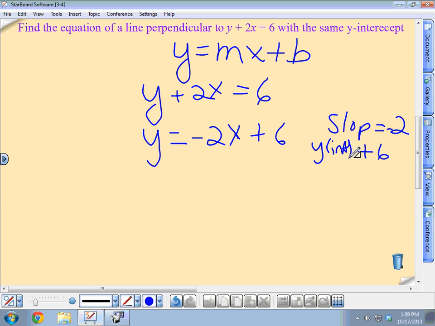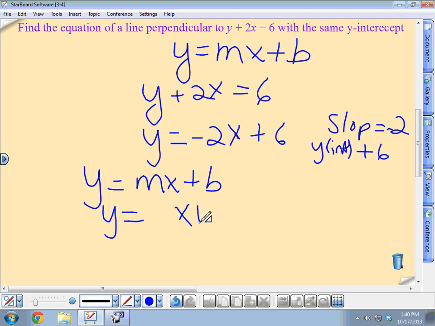So I want to find a new line that's perpendicular to this line with the same y-intercept. So I'm going to have y equals mx plus b. My new line, I want to have the same y-intercept, so notice it's going to be plus 6. So what's my slope have to be of the new line if they're perpendicular? The slope of my old line is negative 2. So how do I find the slope of the perpendicular line?